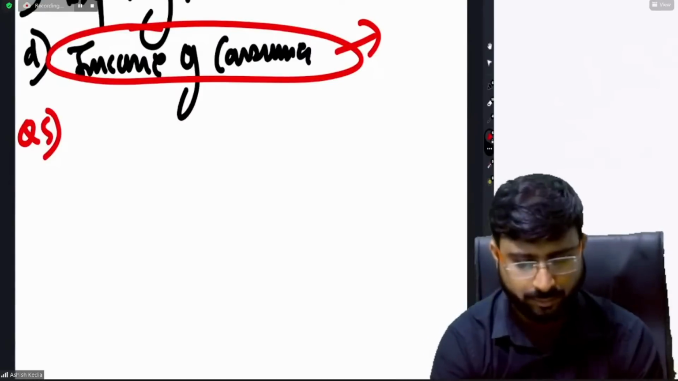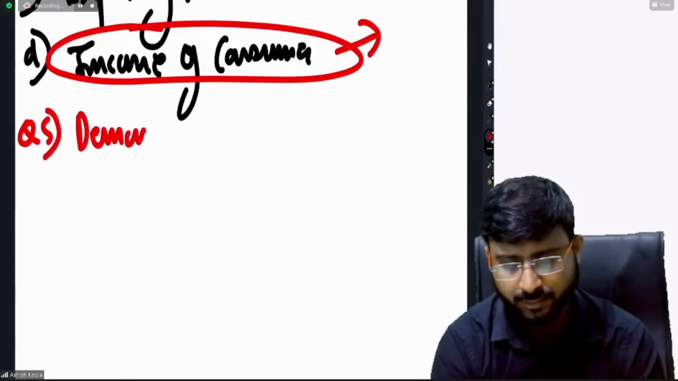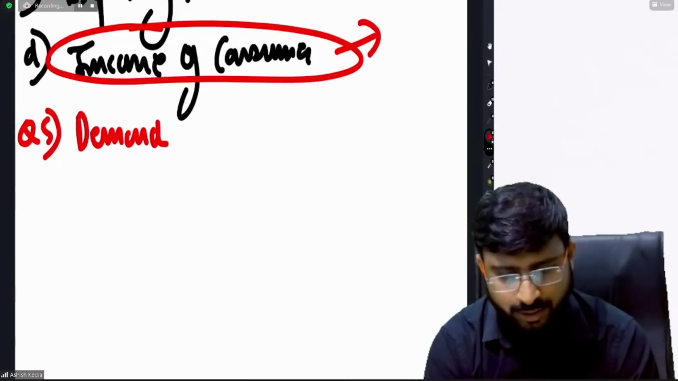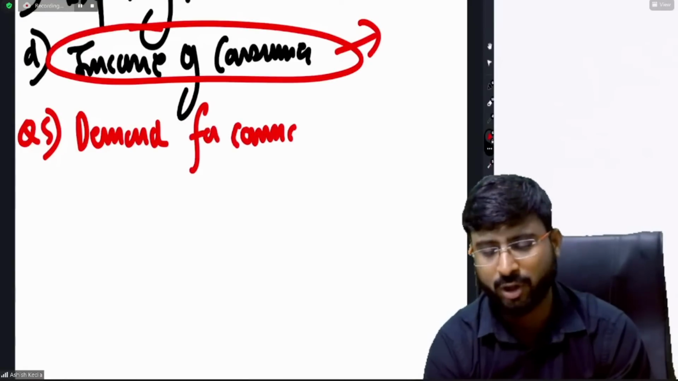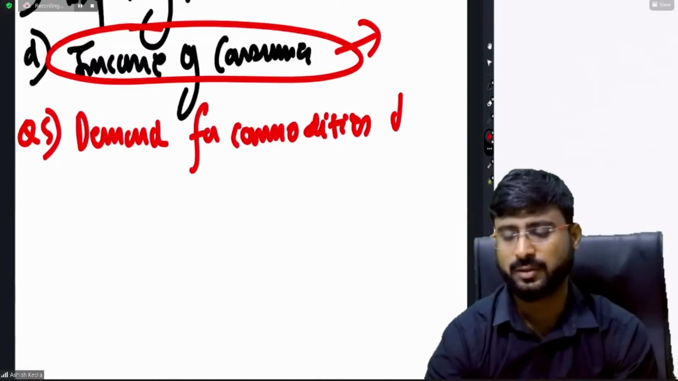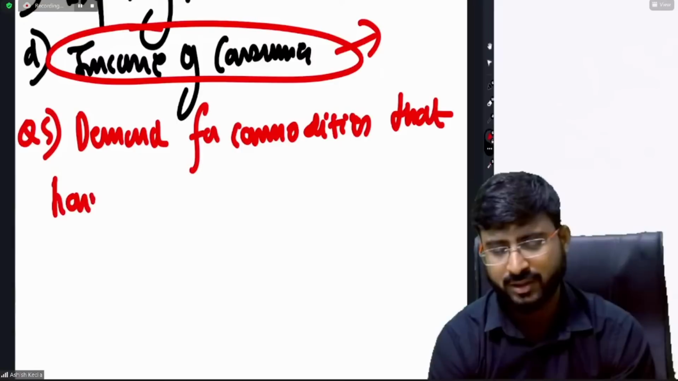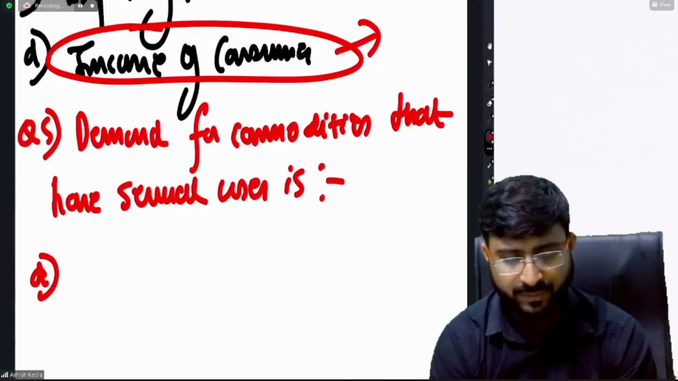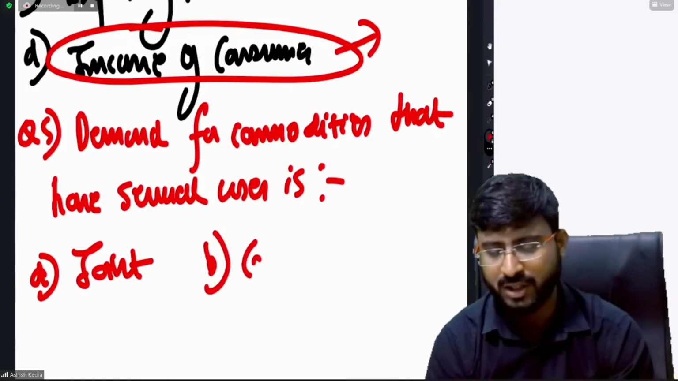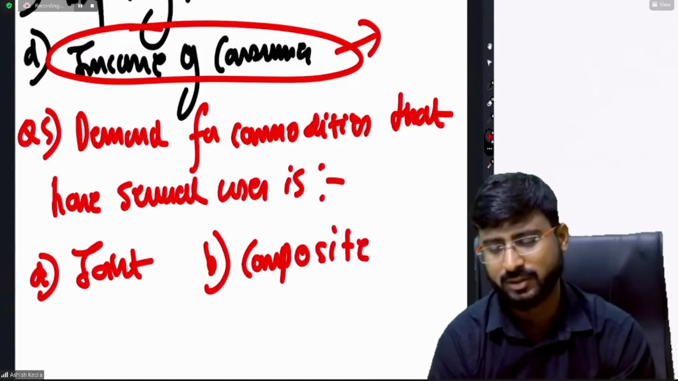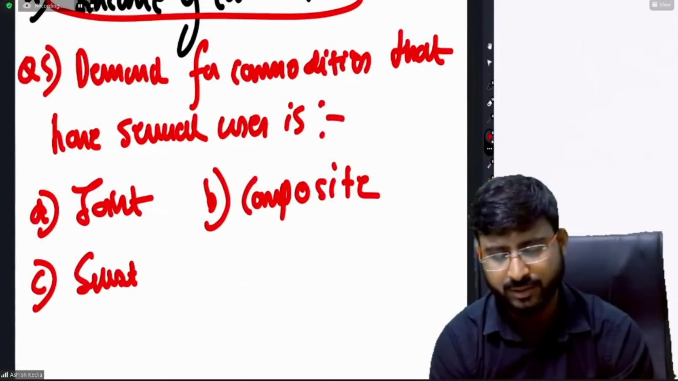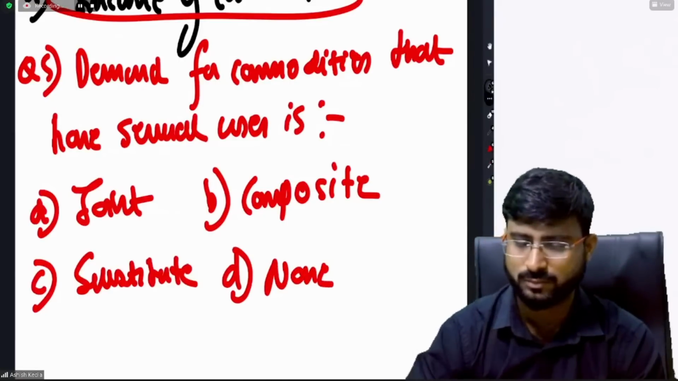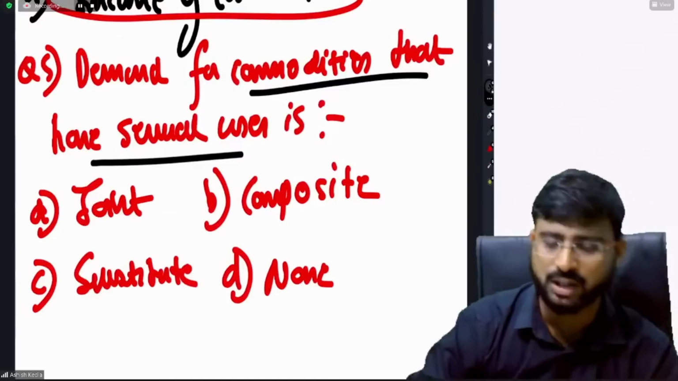Next question. Demand for commodities that have several uses is A, joint demand, B, composite demand, C, substitute demand, D, none. Commodities that have several uses.